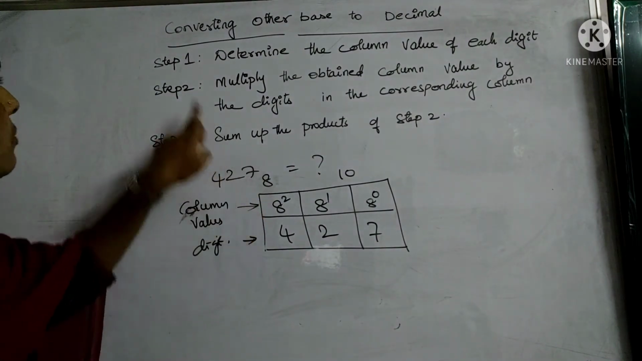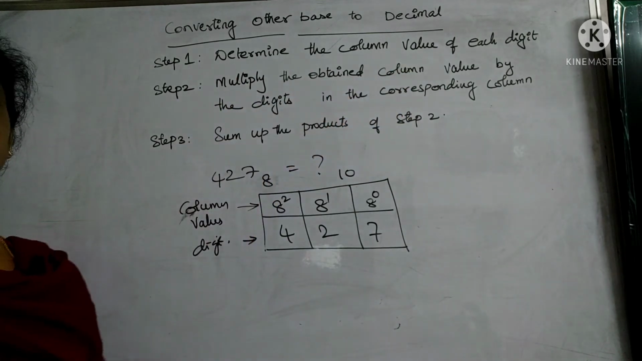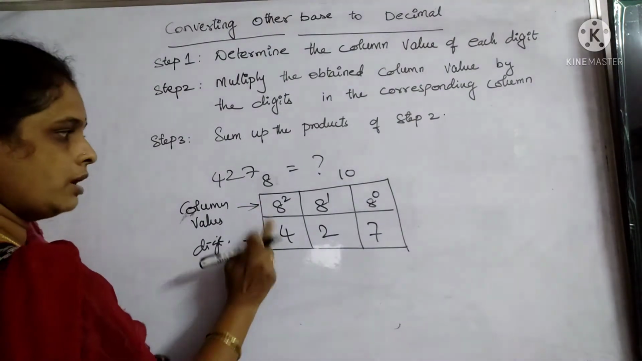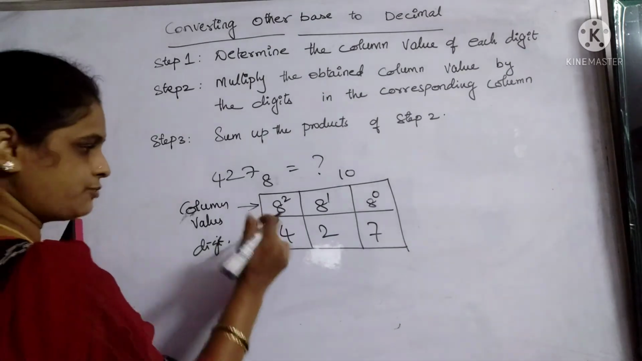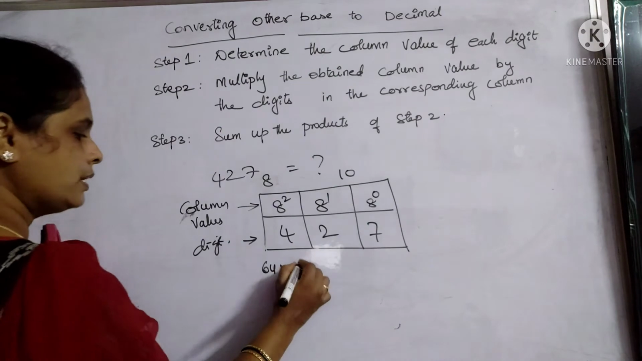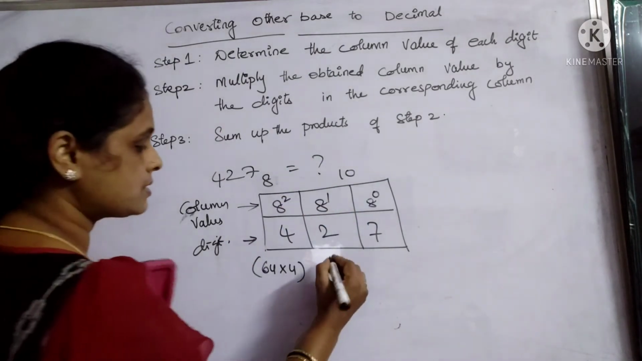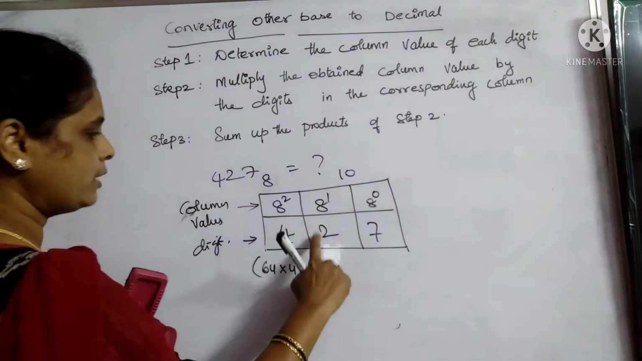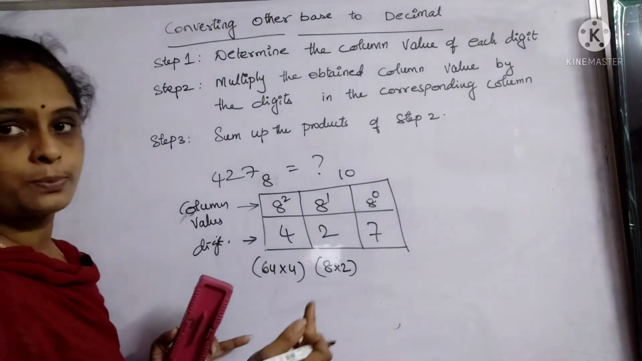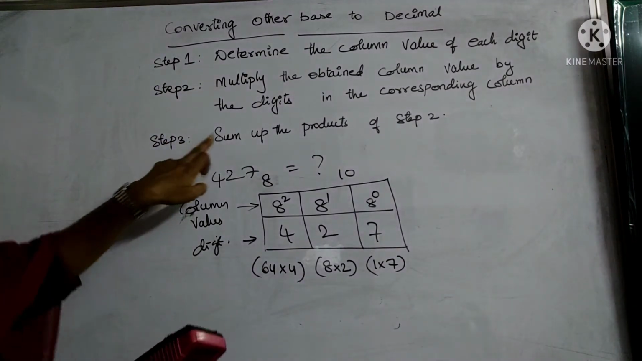Okay, now, what is the second step? Multiply the obtained column value by the digit in the corresponding column. Column value, how much is it? 8 square is 64. 64 into 4, that is the first one. Then the second one, 8 power 1, that is 8, 8 into 2. Column value into digit. Then 8 power 0. I told you anything raised to power 0 is 1. So, 1 into 7.